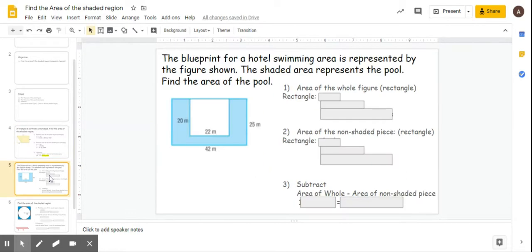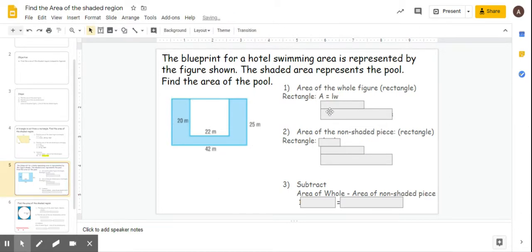All right, let's look at our next example. It says the blueprint for a hotel swimming area is represented by the figure shown. The shaded area represents the pool. Find the area of the pool. So here is the pool in the blue. So rather than break this blue piece into 3 rectangles, like we learned about composite figures earlier, we could just take the area of the whole rectangle.